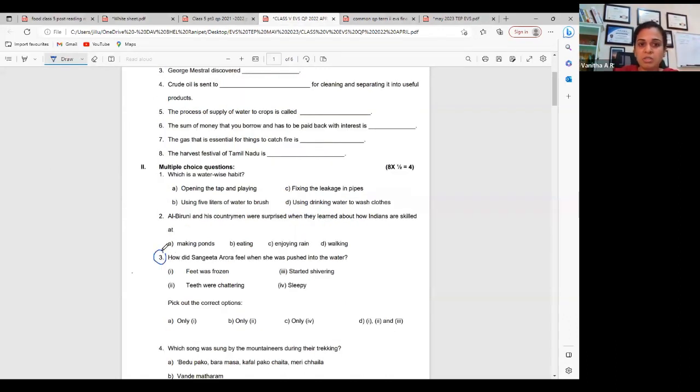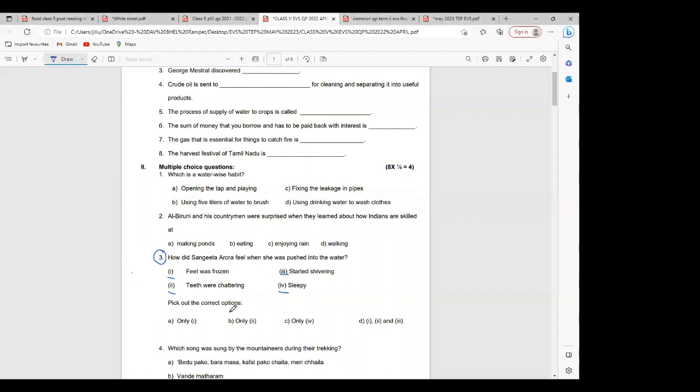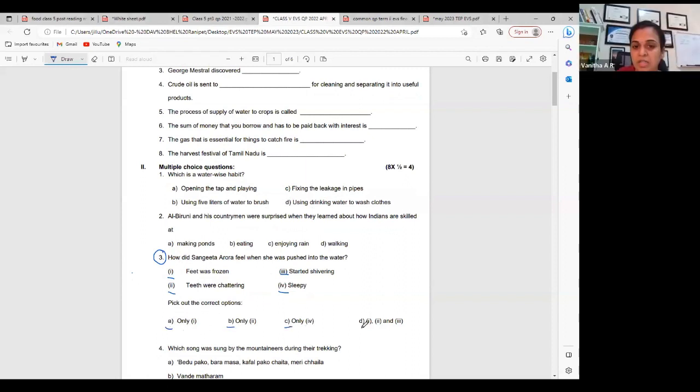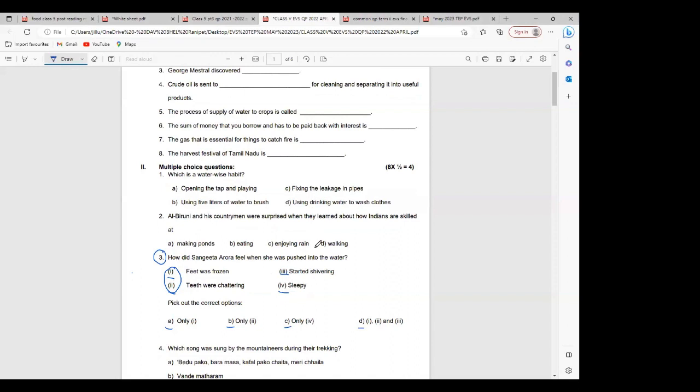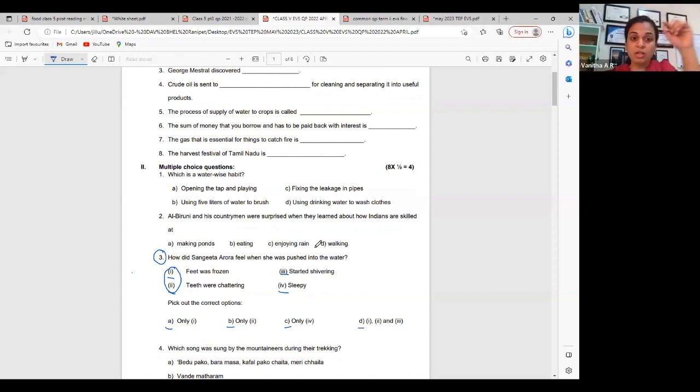If you see here, question number 3, how did Sangeeta Arora feel when she was pushed into water? Now we have 4 options. From that, pick out the correct option. Option A, B, C, and D. So the child should not think that I have to pick 1, 2, 3, or 4. This may be a new type of question. Because we give them 4 options directly, not statements like 1, 2, 3, and 4 to choose among. Isn't it, teachers? Or are you all aware of this? Do you give this type of questions?